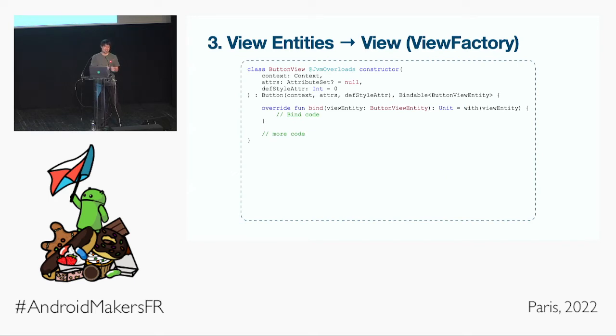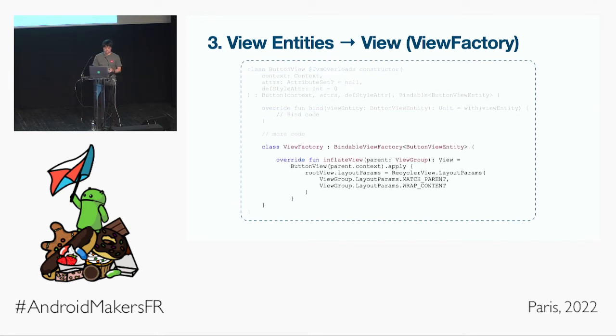So let's see the code now, view entity to ViewFactory. What we usually would need to do is create this ViewFactory. And the way that we usually do is, we add it inside the view. Why do we add it inside the view? Because in this case, we know that they know how to inflate themselves. So I have this class here, ViewFactory. And this ViewFactory just knows how to inflate. Why do we want to have this? Because we want to set this later in the RecyclerView.